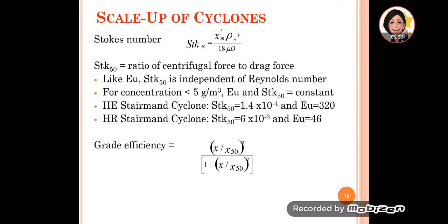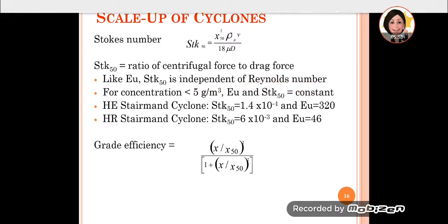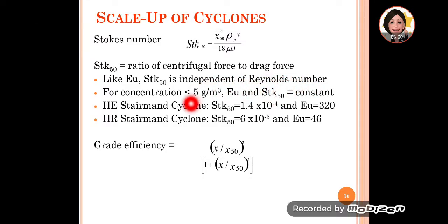To scale up a cyclone, we use the Stokes number. So this is the Stokes number. The Stokes number is a ratio of centrifugal force to drag force. Like the Euler number, Stokes 50 is independent of the Reynolds number. For concentrations less than 5 grams per meter cubed, Euler and Stokes 50 are constant. So why is this 50? It's because of the X50, which defines the cyclone efficiency.